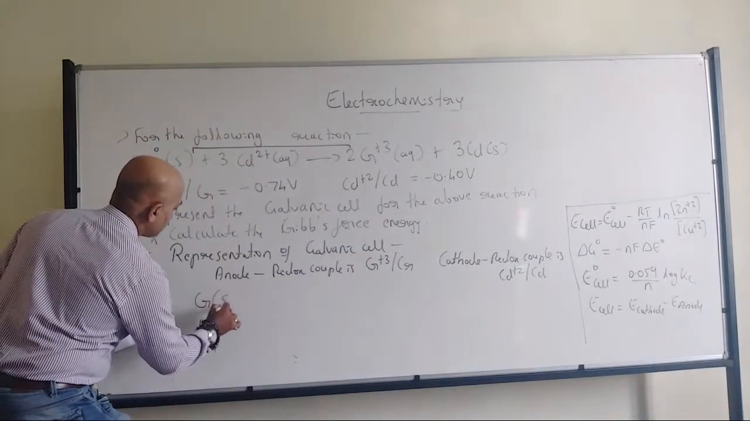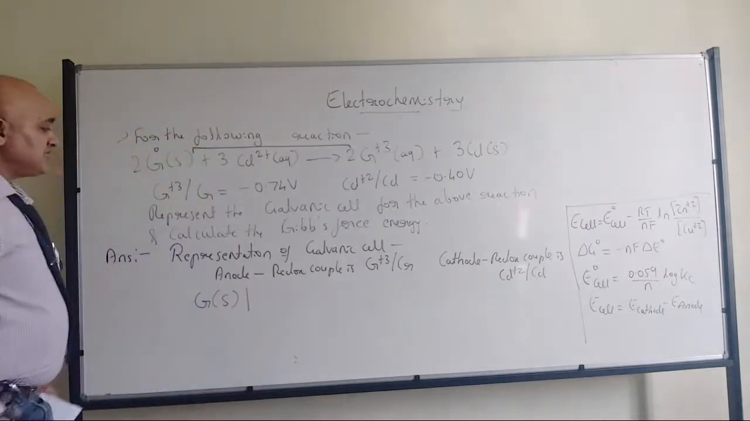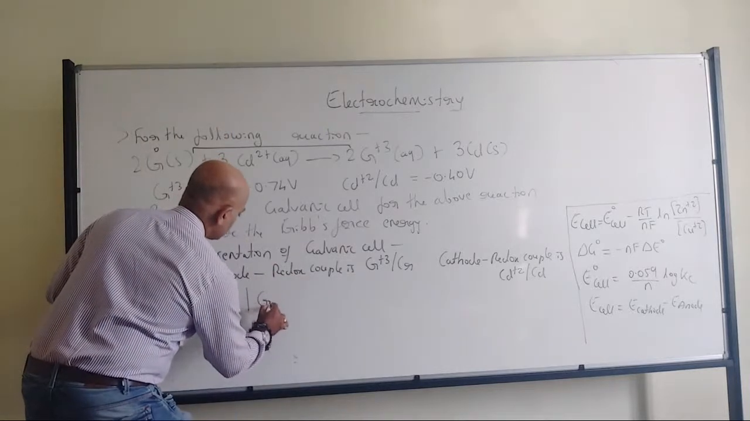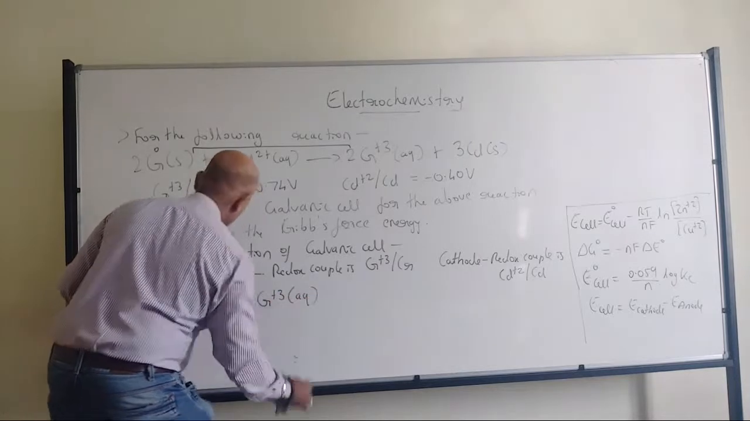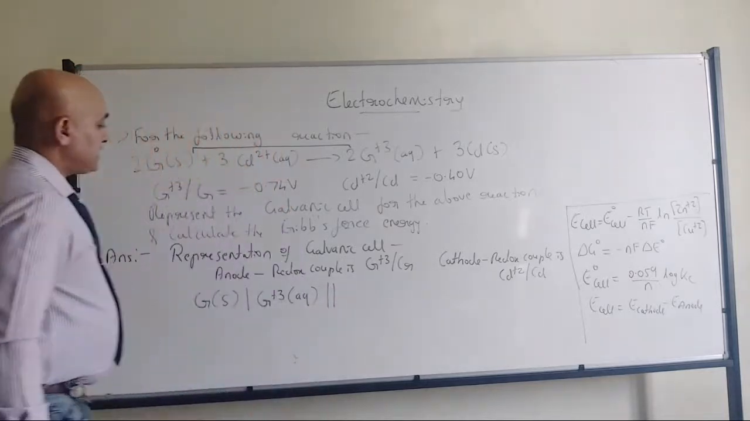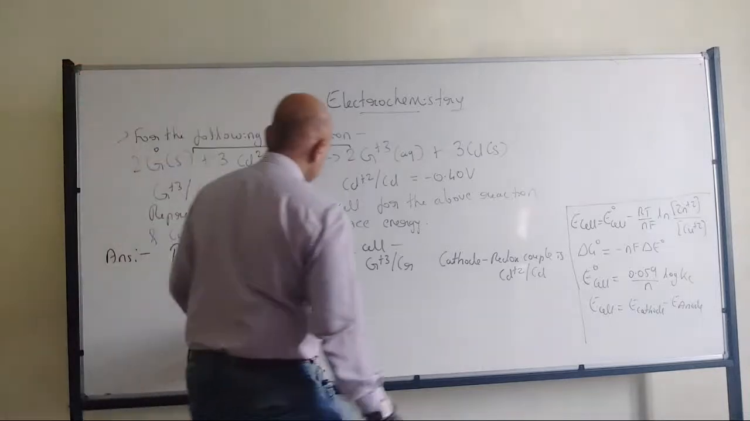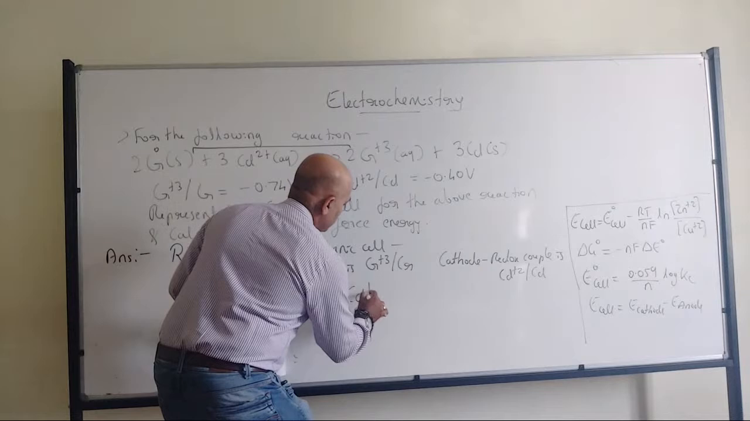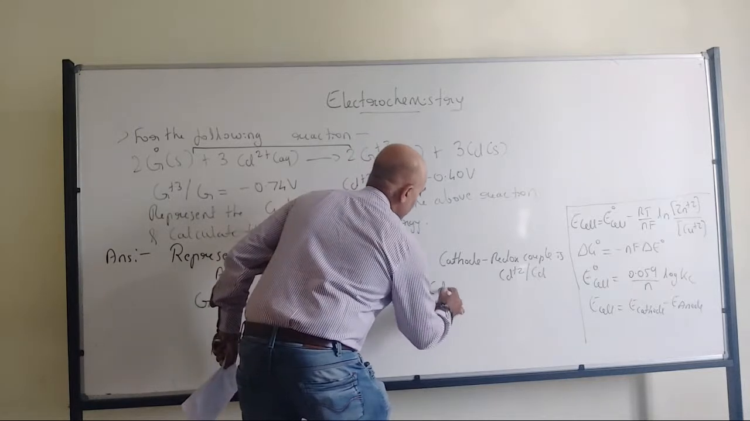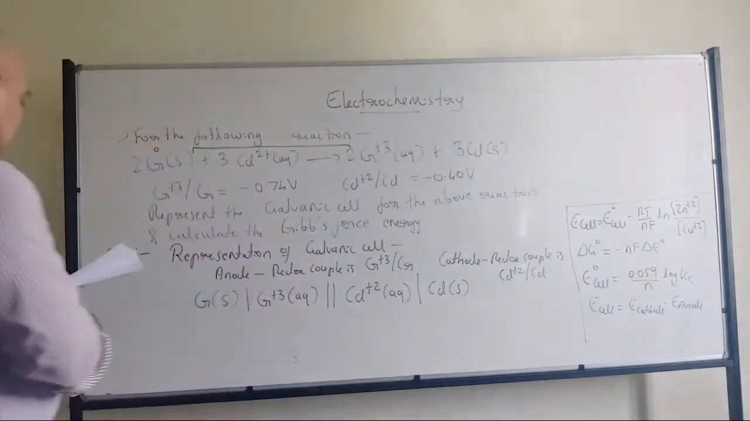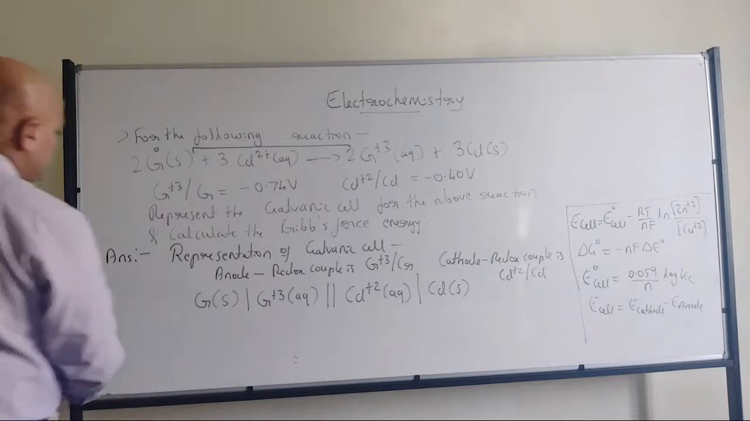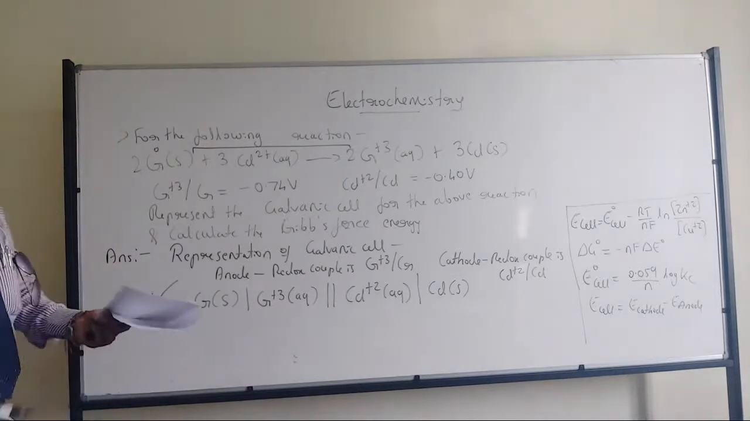That means chromium, which is solid, is in connection with the electrolyte where chromium ion is present, that is Cr plus 3 aqueous. Now they will be connected with a salt bridge to another half cell, that is the cathode half cell, where cadmium plus 2 is the electrolyte, in connection with the cadmium. So that's where we have the representation of the galvanic cell.